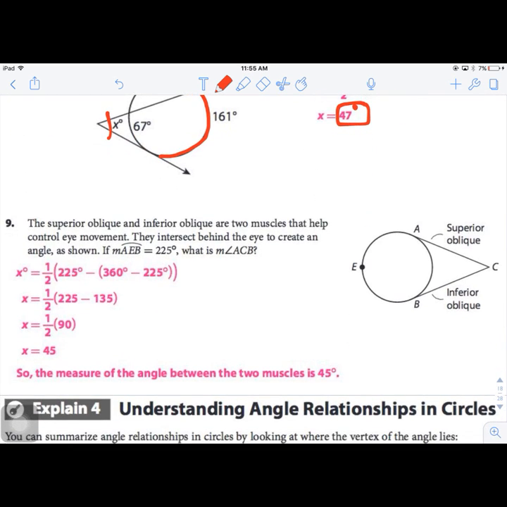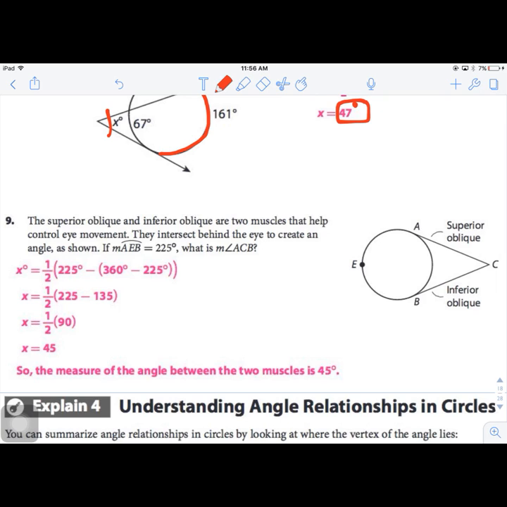Next one is a real-world problem. A superior oblique and inferior oblique are two muscles that help control eye movement. They intersect behind the eye to create an external angle right here, as shown. And if the measure of AEB, which is this major arc right here, is 225, they're asking what is the measure of the angle ACB, in other words, this angle that is formed right here.